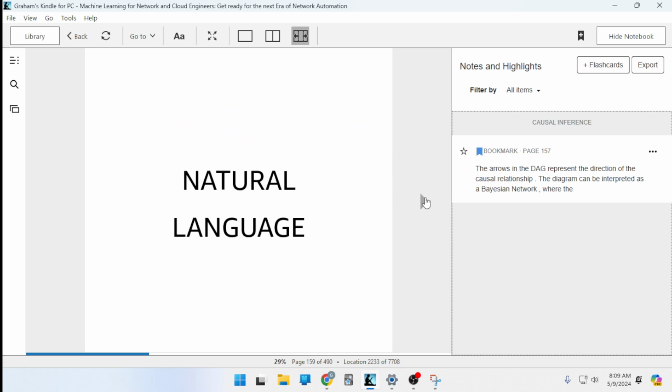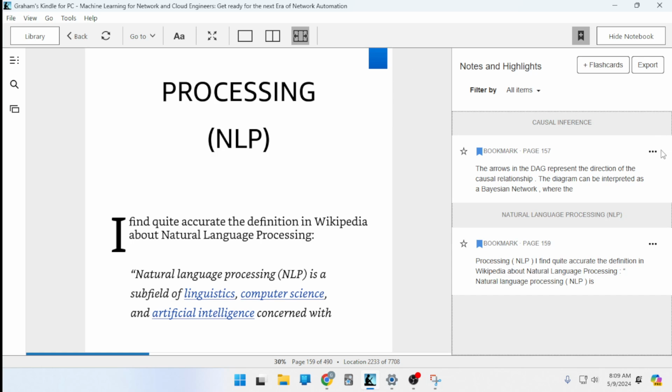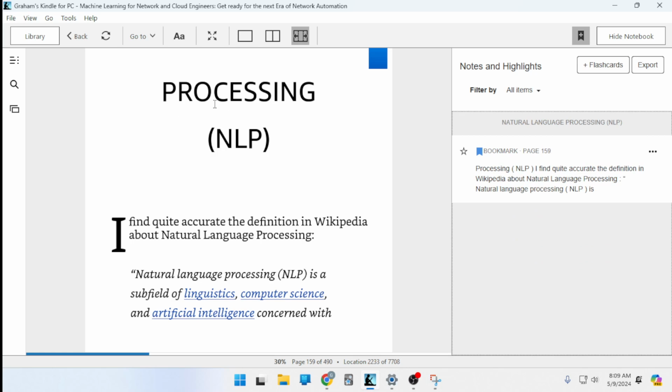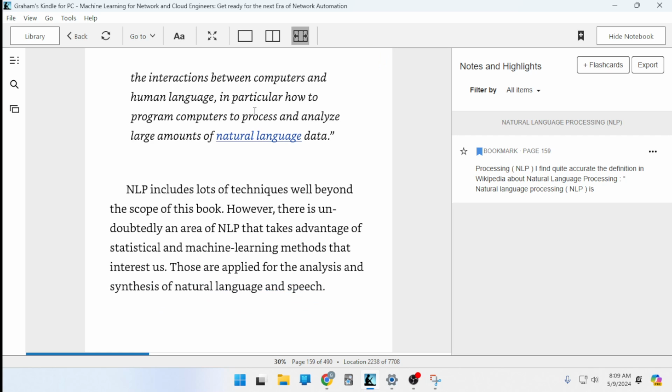All right, so the next section is natural language processing, NLP. I find quite accurate the definition in Wikipedia about natural language processing. Natural language processing, NLP, is a subfield of linguistics, computer science, and artificial intelligence concerned with the interactions between computers and human language, in particular, how to program computers to process and analyze large amounts of natural language data.